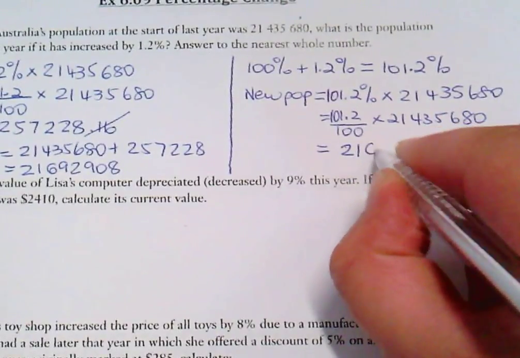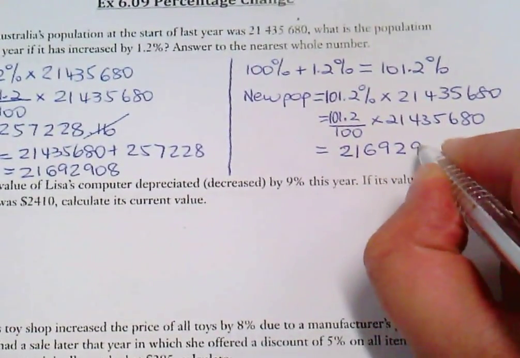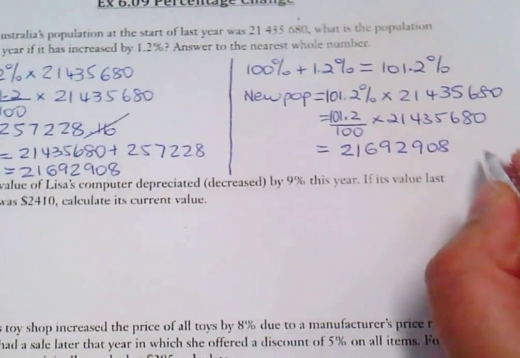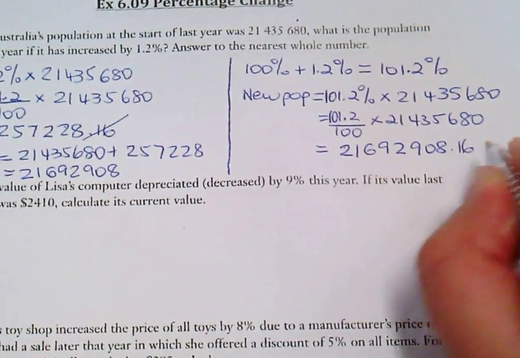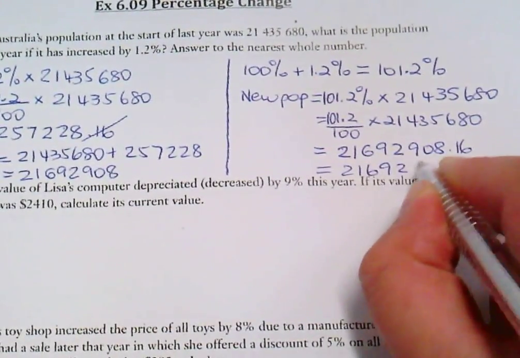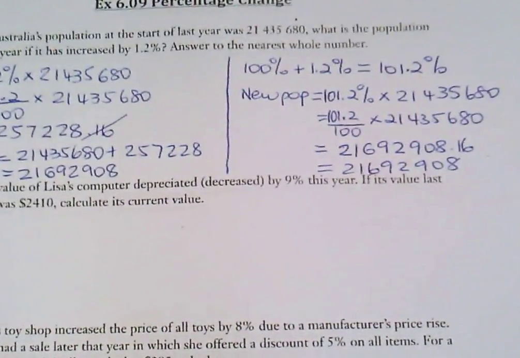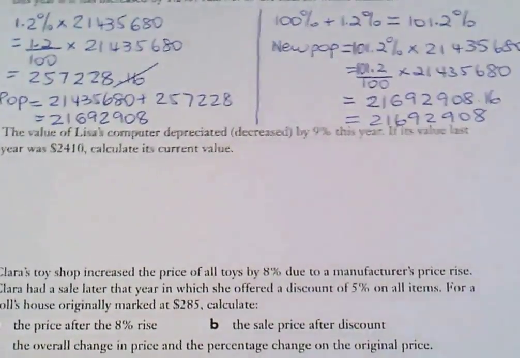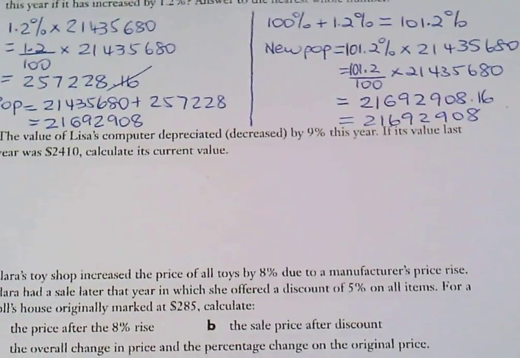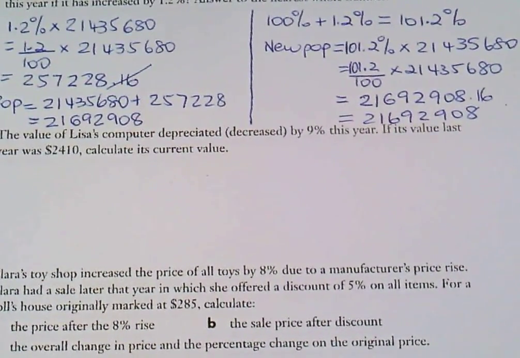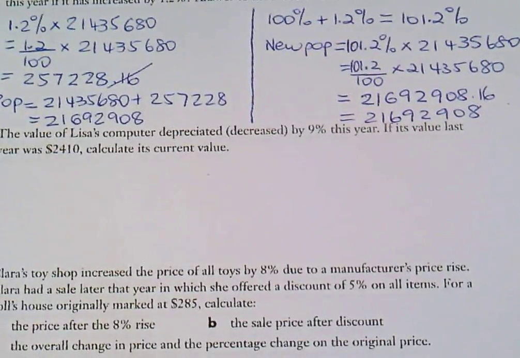should be 21,692,908. You're going to have the 0.16 there, do you? And then they want it to the nearest whole number, so you round that off to 21,692,908. Okay?